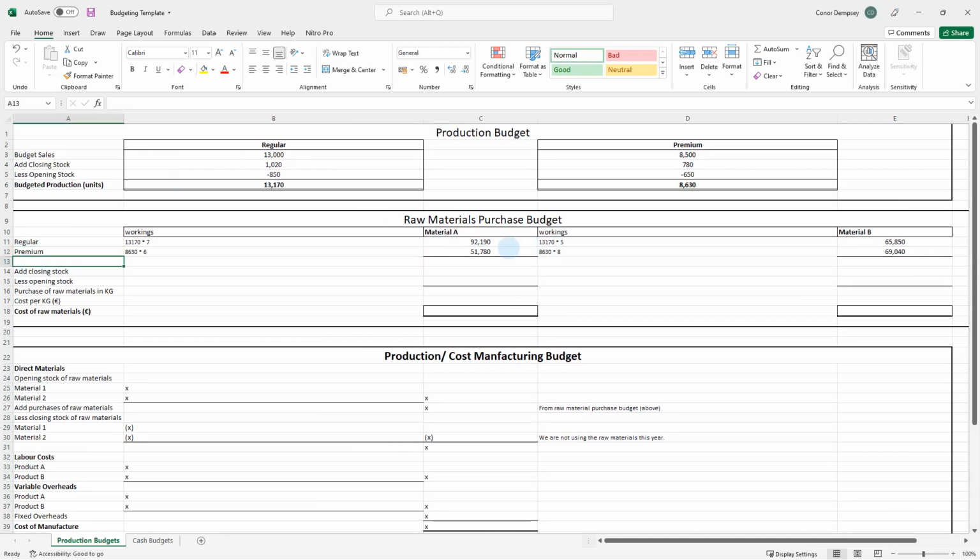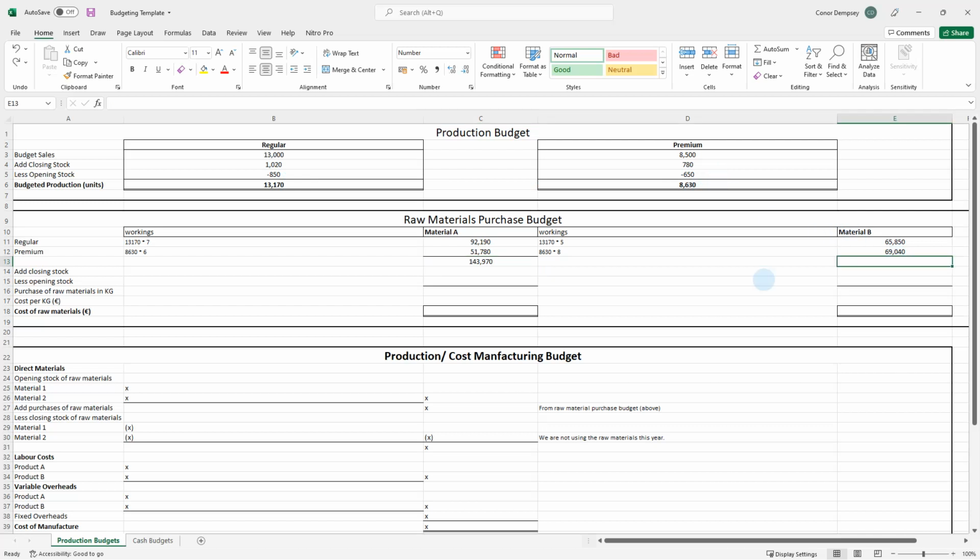And that looks right. So we're going to add everything together. 143,970. So that's how much we actually need, again not in euros, in units. So we need to buy 143,970 units is what we'll need to produce, 13,170 of regular and 8,630 of premium.